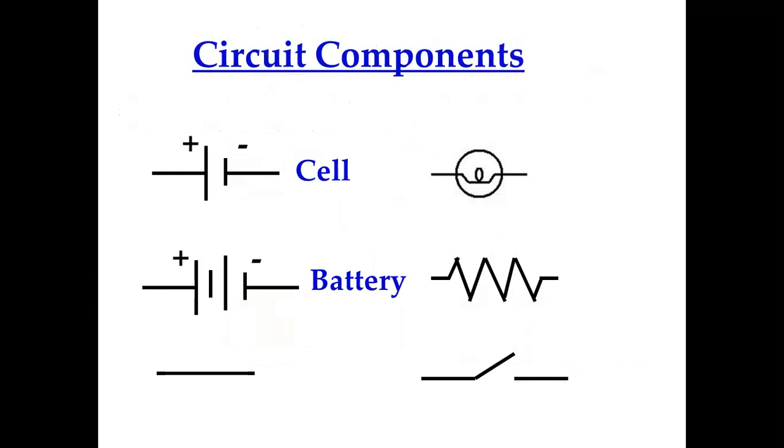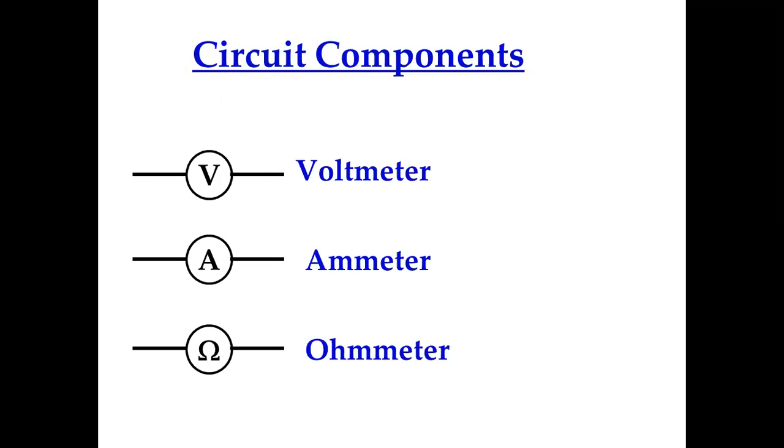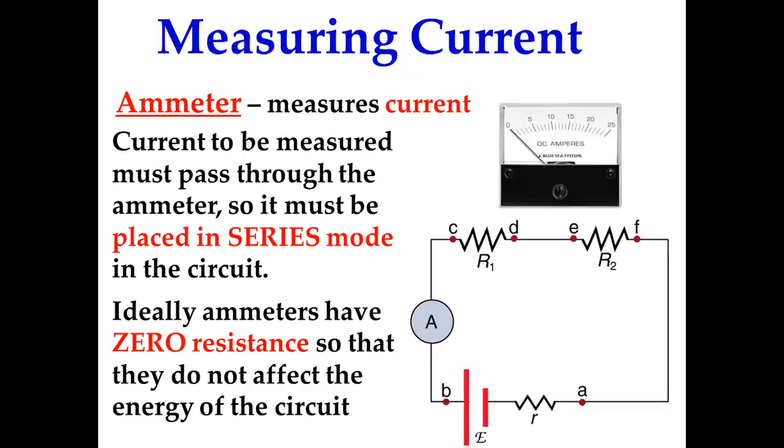Again, the circuit components. This is the symbol for the voltmeter. This is for the ammeter, and this is for the ohmmeter. The ammeter measures the current, so it should always be placed in series in the circuit, so it can easily measure the current flowing in the circuit. They don't have resistance, so they do not affect the energy of the circuit. They're just directly connected without any resistance, so the circuit has the same energy as it should have.